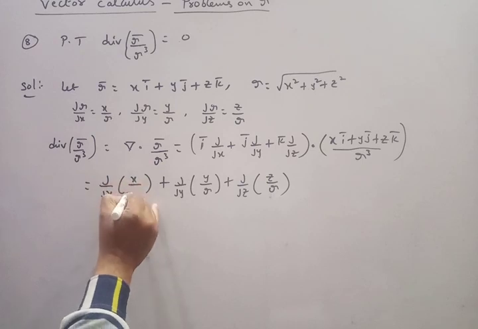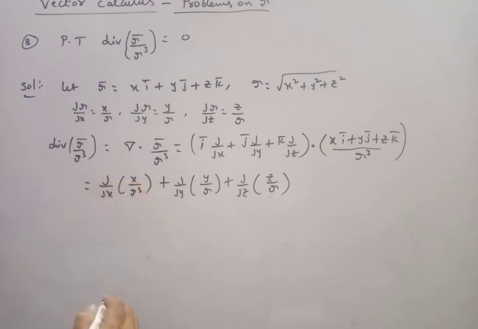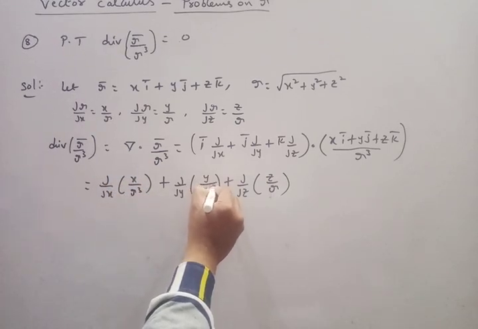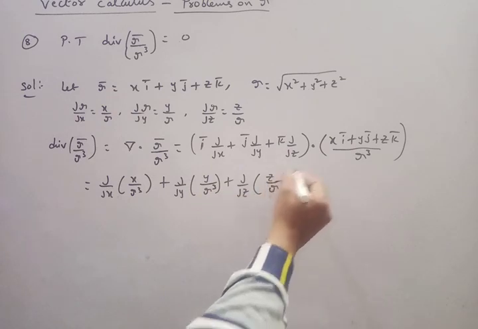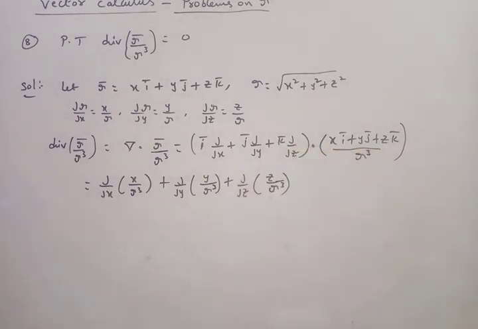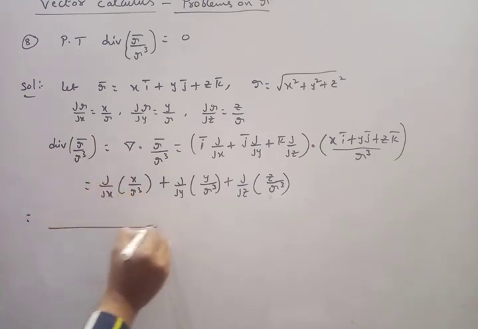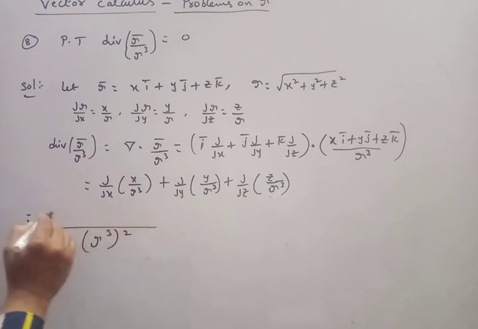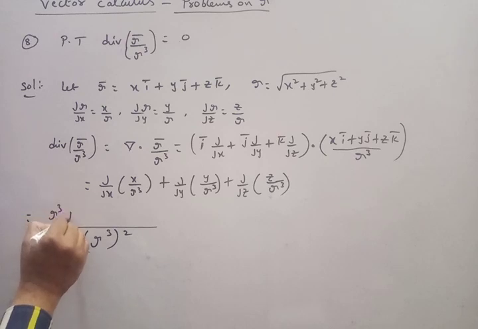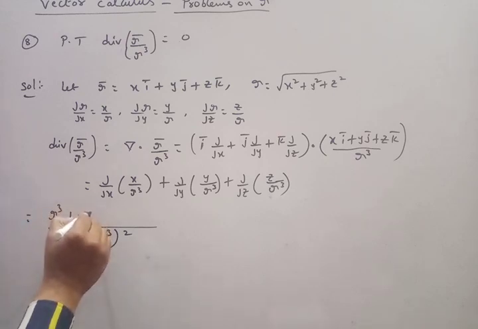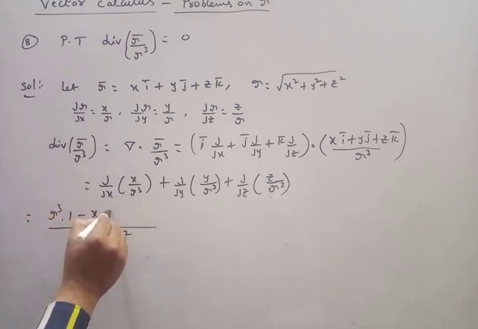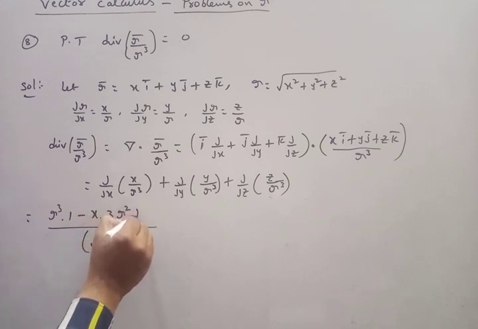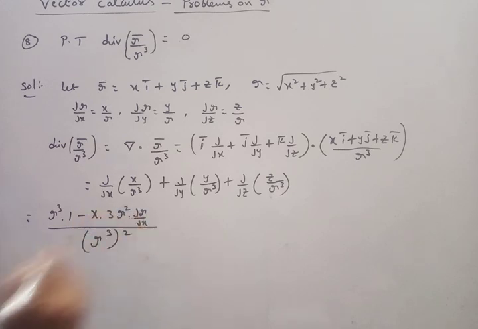So I get here dou by dou x of x by r cube, dou by dou y of y by r cube, dou by dou z of z by r cube. Clear? Okay. Now we have to differentiate u by v. So what is the u by v formula? It is v square, that is r cube whole square, v into r cube into x differentiation 1, minus x into r cube differentiation 3r square dou r by dou x.